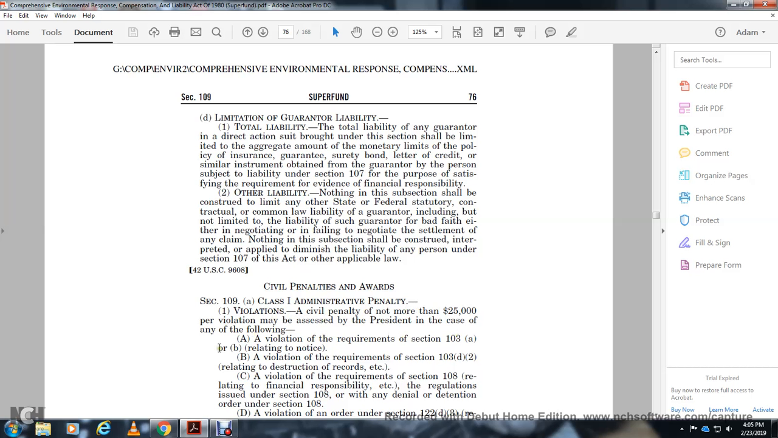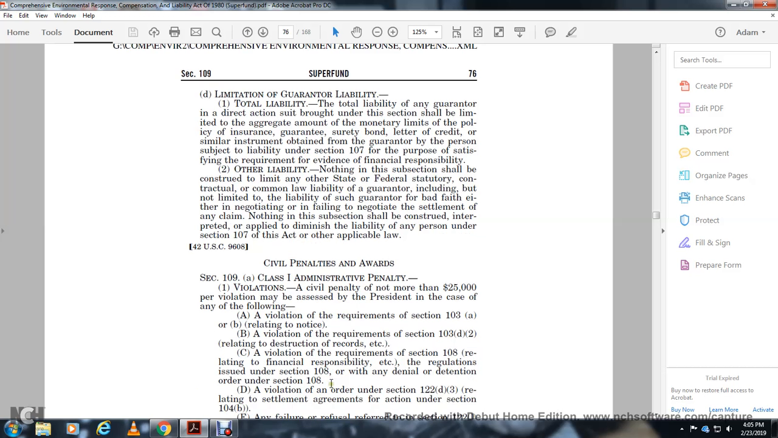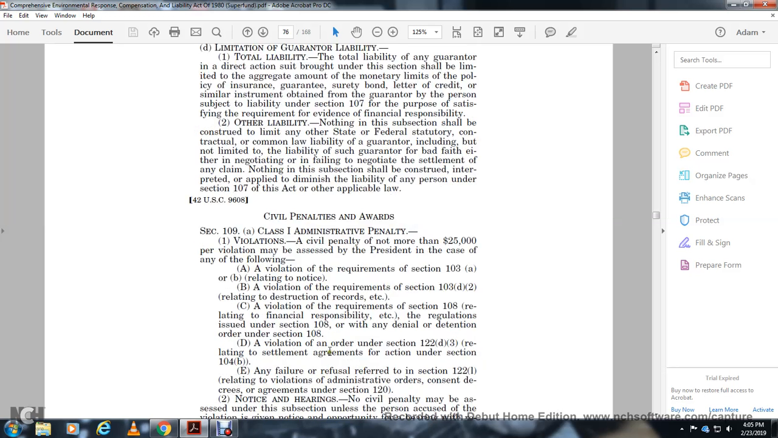Requirement of Section 103, A and B, relating to notice violation. Requirement of Section 103D, relating to the destruction of records violation. Requirement of Section 108, relating to purposely, except for the regulation issued under 108, with any denial of detention under Section 108. Violation of order under Section 122D3, relating to the settlement agreement of Section 104B.